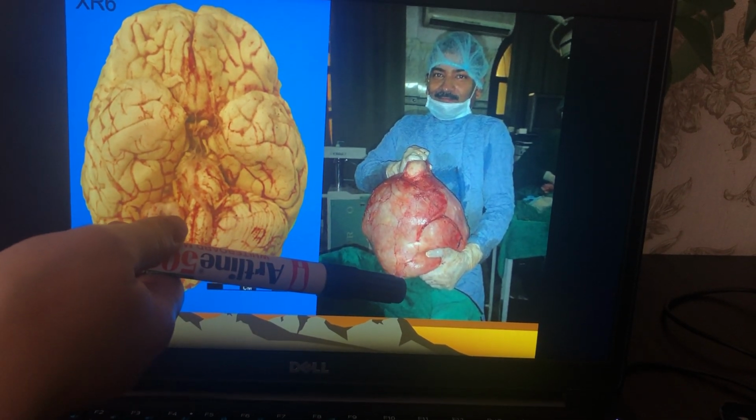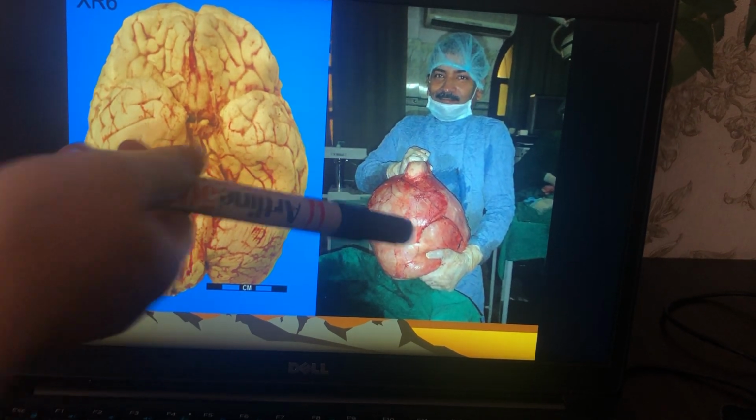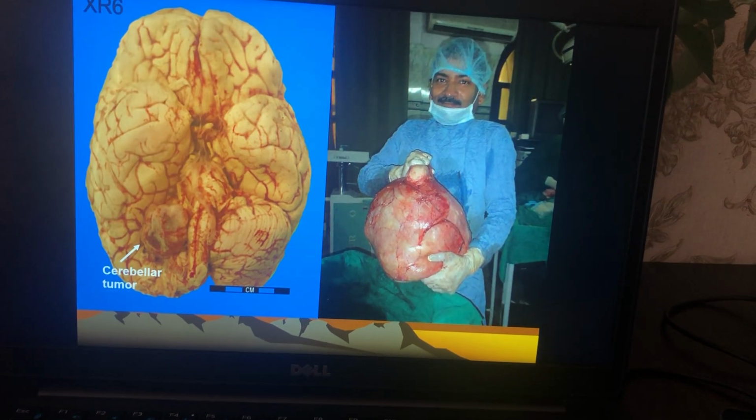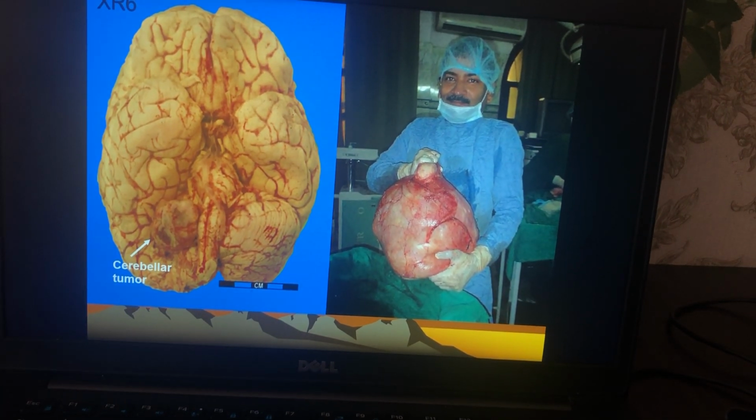But you see how big it is? This is almost half of this person. So it's like, I don't know, 3 kilos, 4 kilos, compared to that big. But this one kills the patient, this one the patient survives. So it depends on the space. Okay.